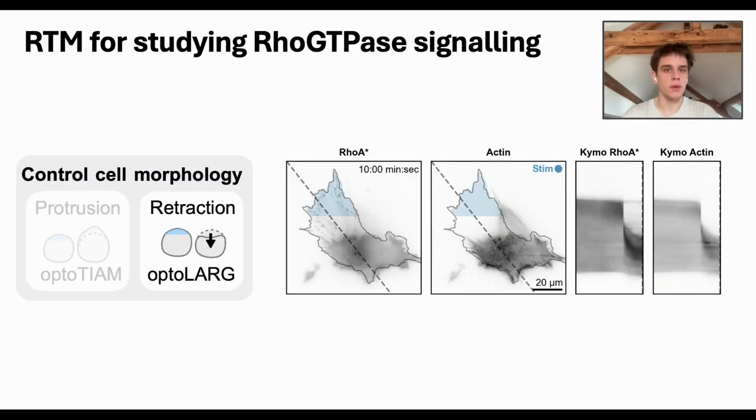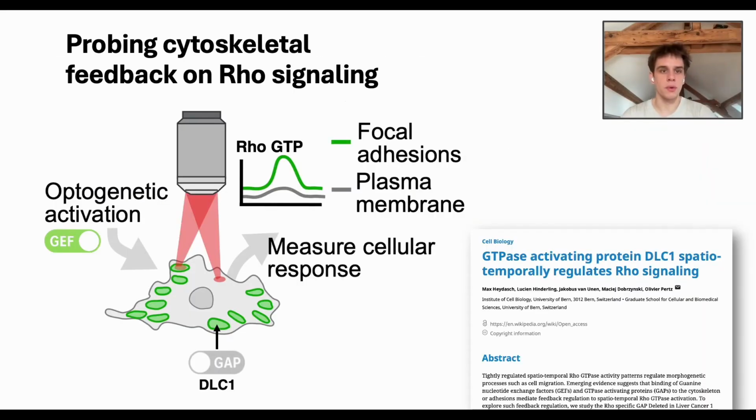So the first project we've applied this to was a project that was started by a previous PhD student. He was interested in this GAP called DLC1 that is known to localize to focal adhesions, and he was interested in whether there's a specific subcellular regulation of Rho signaling due to this GAP. So what we did is we selected regions on top of focal adhesions and regions between focal adhesions and activated RhoA, and then saw if we can see a different response in those.